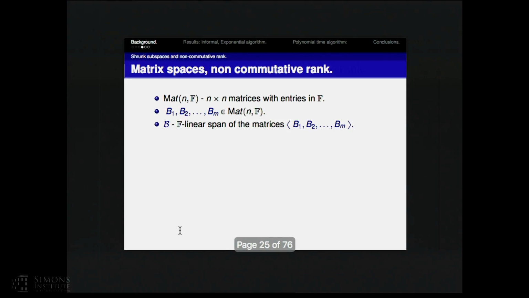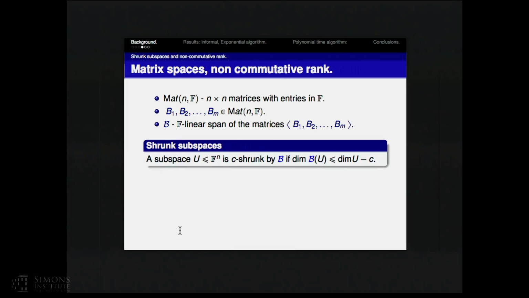So I have a collection of matrices. I'm looking at the F-linear span of these matrices. So we say a subspace U is shrunk by script B if the dimension of script B U, which is: look at B1, apply it on U. So you look at the image of U under B1, the image of U under B2, the image of U under Bm, and take the linear span of that. If the dimension of that is smaller than the dimension of U by a factor, by the number C, then I say it is C-shrunk.